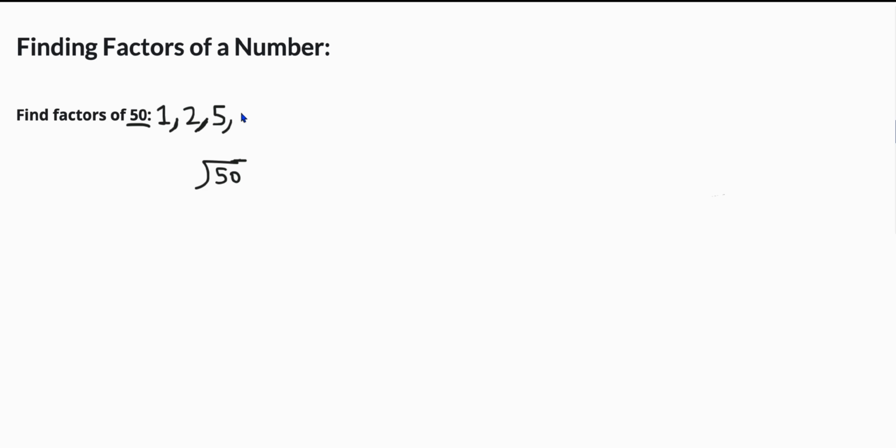9 can't work. 10 can work. 10 times 5 is 50. No remainder. 11, 12, 13, 14, they can't work. 15, can 15 work? 15, 30, 45, 60, nope. 15 cannot work. 16, 17, 18, 19, they will not work. 20 cannot work. 21 cannot work. 22 cannot work. 23 cannot. 24, no. 25, yes, because 25 multiplied by 2 will be 50.